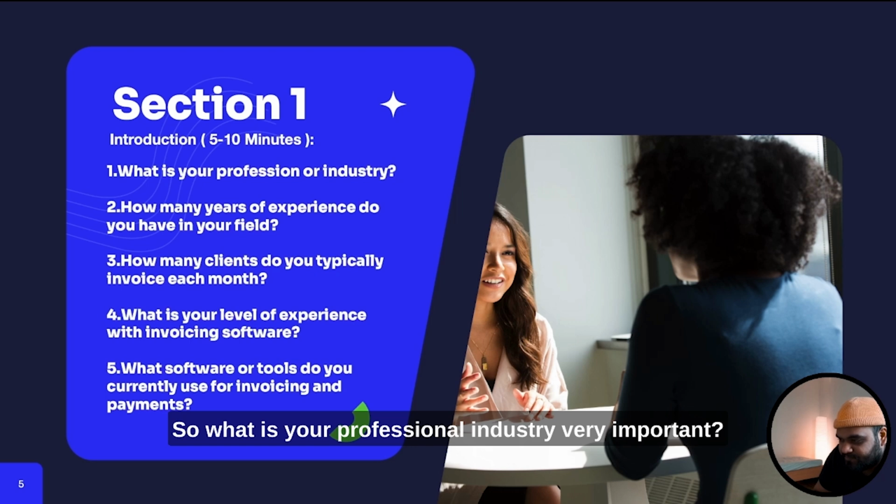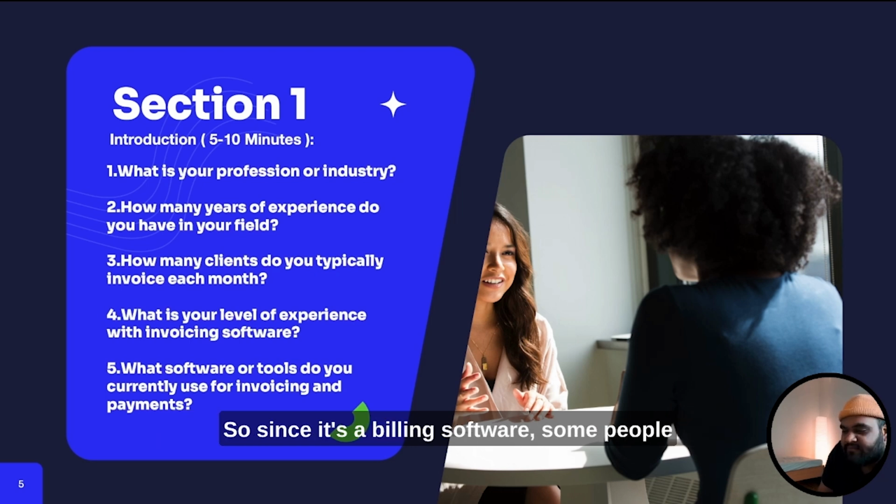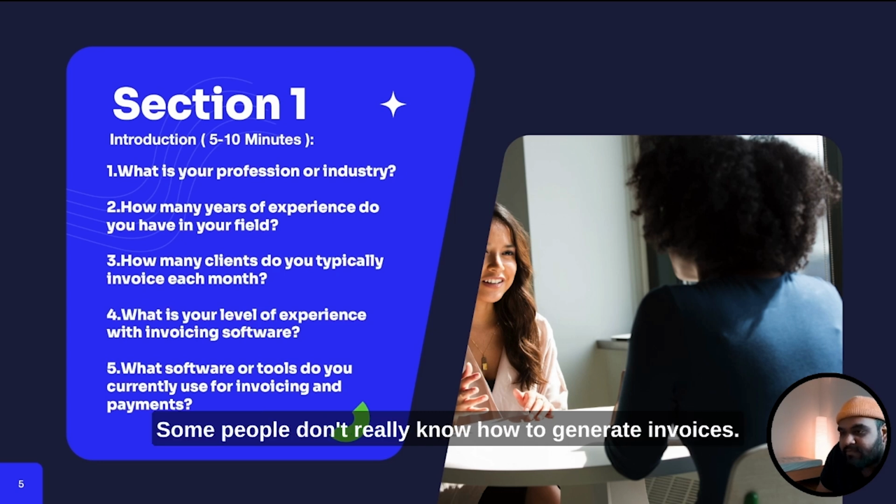Very important. How many years of experience do you have in the field? So, since it's a billing software, some people have less experience, some people have more experience. How many clients do you typically invoice each month? Very important for the product. What is your level of experience with invoicing software? Some people don't really know how to generate invoices.